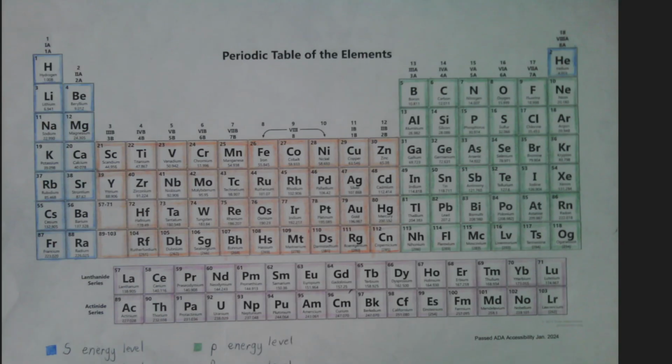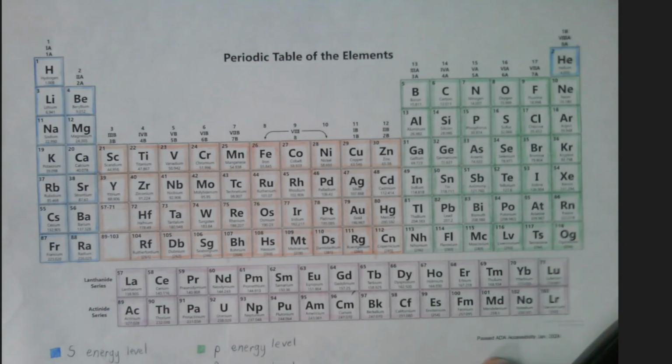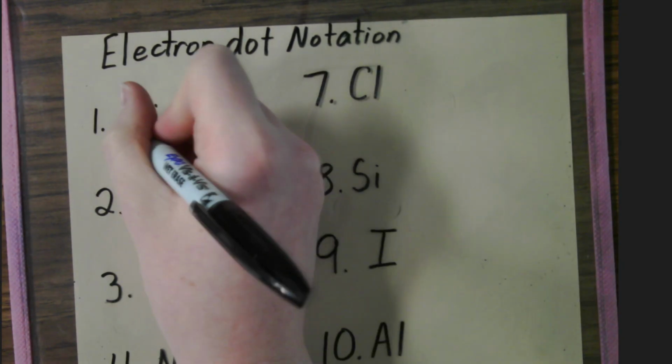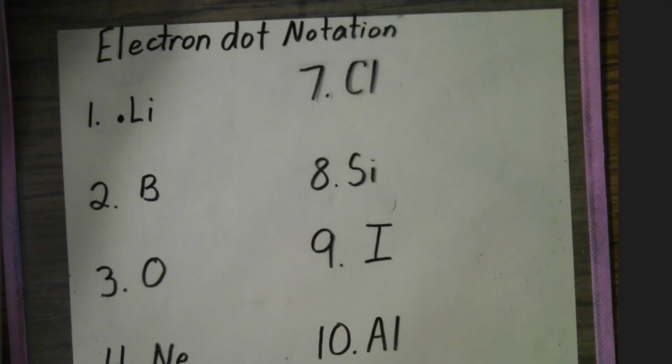Back to number 1, lithium. Lithium, since it's in this first row, only has one valence electron. So for this one, all you're going to do is put 1 dot beside it. That is the electron dot notation for lithium. Let's go on to the next one.